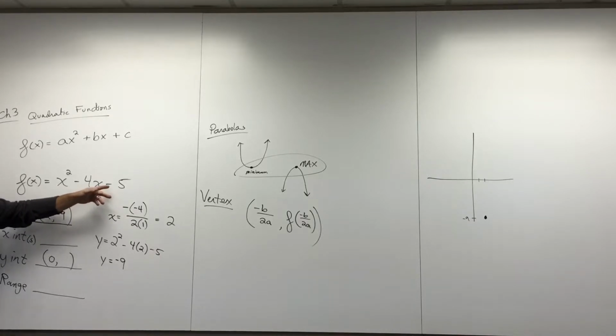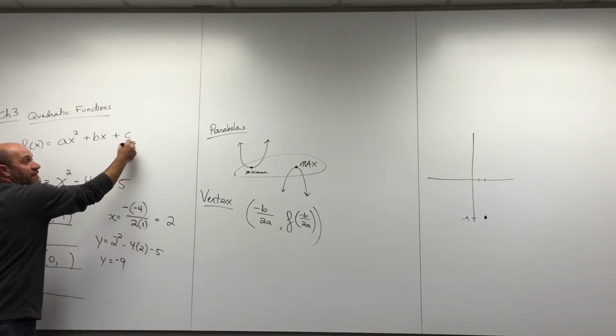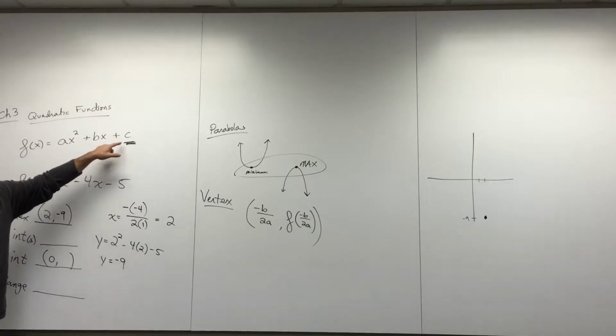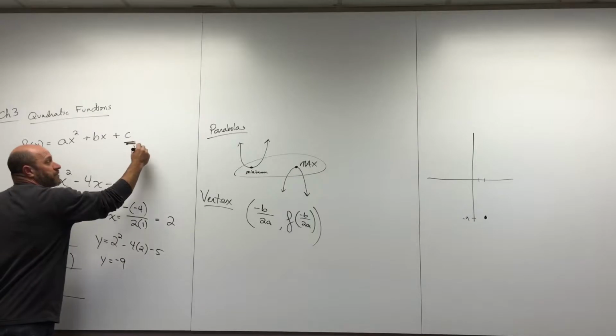You know what you could do? You could memorize this. Let's plug in a 0 up here. If you plug in this, you'll always get c. That number c is always your y-intercept.